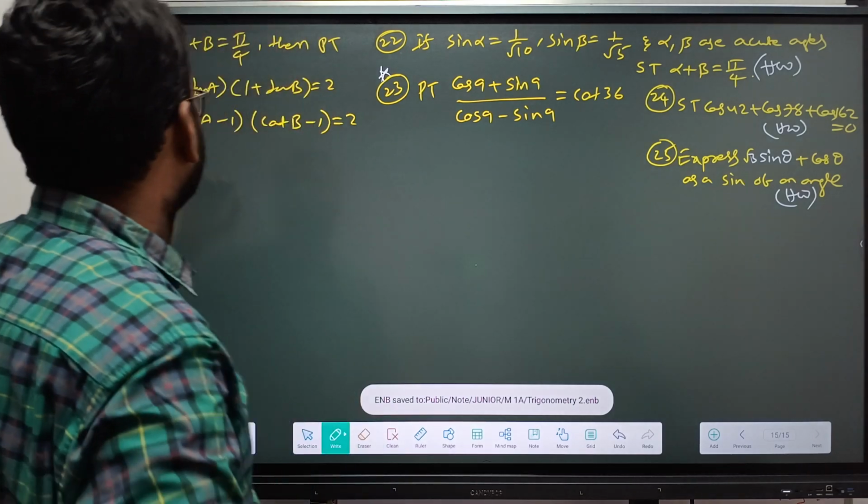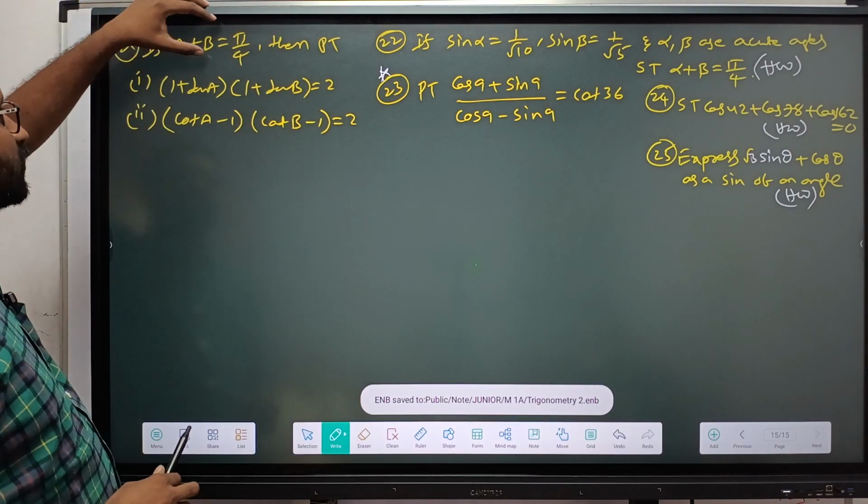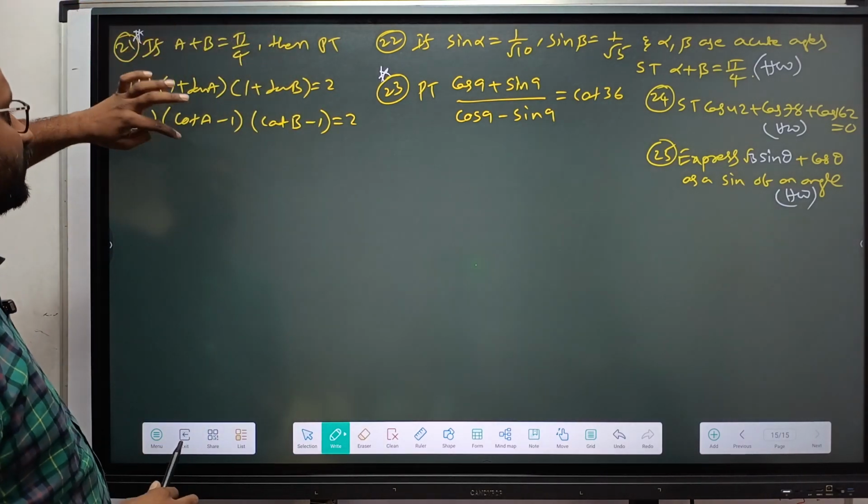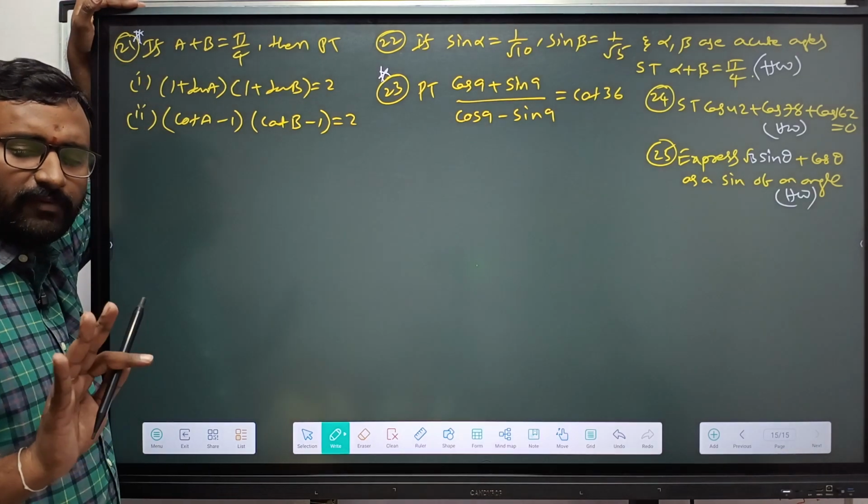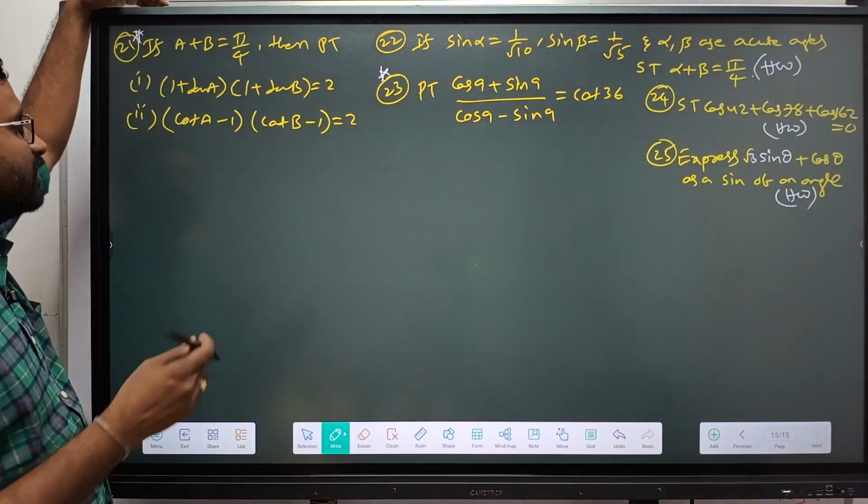Continuation, see, a very important question. A plus B is equal to 45, then prove that this one and this one. I will give this one as homework. Very easy to solve. What is given?